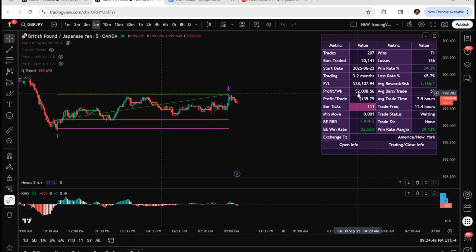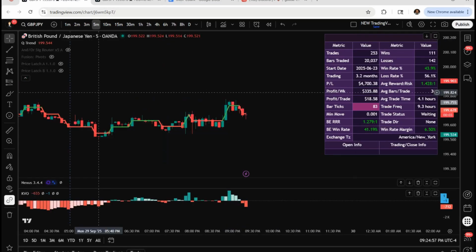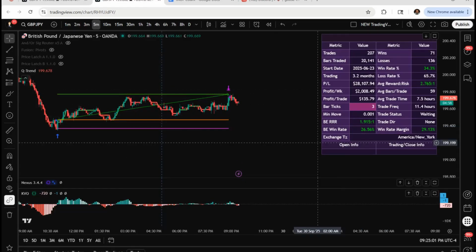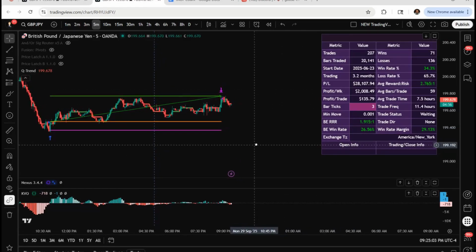So you can see how this strategy, with these settings, is definitely far more superior. So we went from, what was it, $335 per week to $2,000 per week. And so definitely a better strategy.